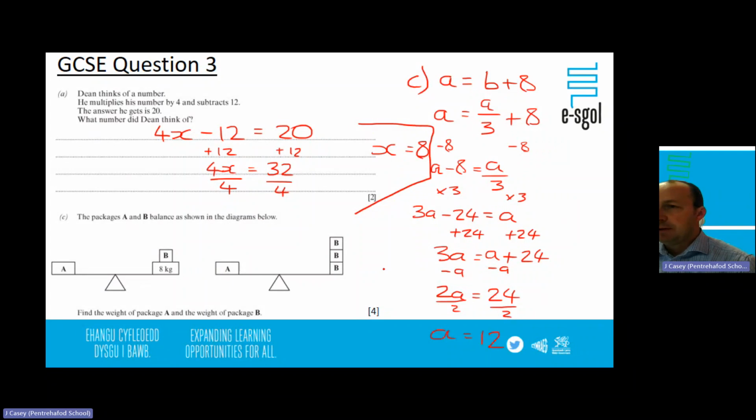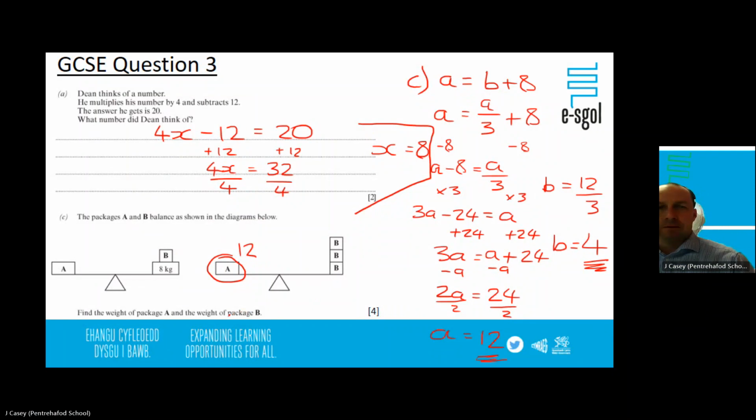Okay, so a little bit of effort. So we know A is 12 now, so we found that. I'm quite happy with that. A is 12, but we know that the value of B is a third of the value of A. So we could say B is 12 divided by 3, B is 4. So our two answers are B is 4 and A is 12.